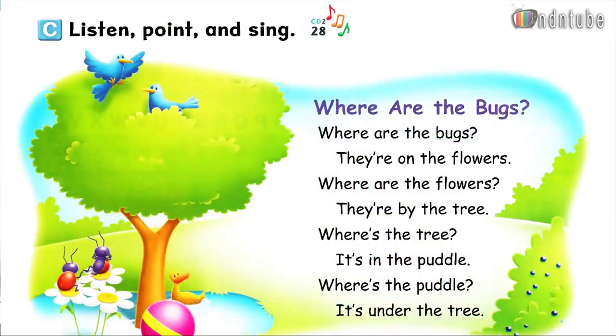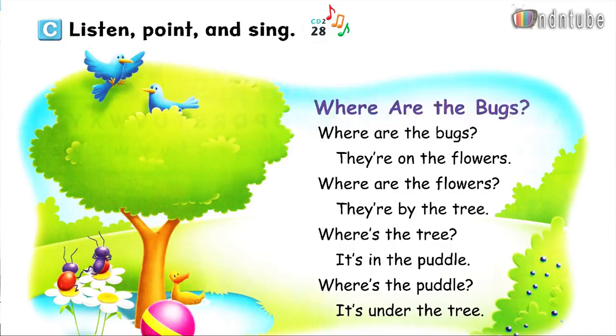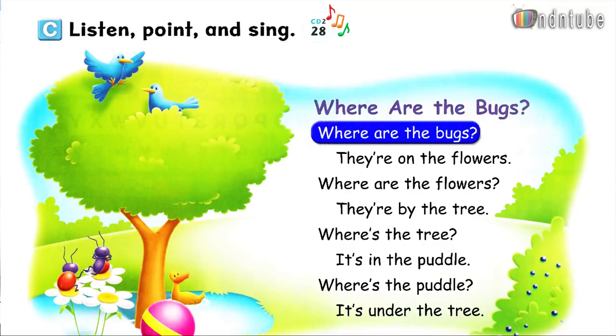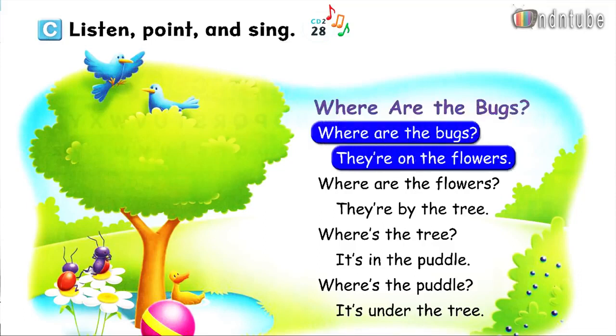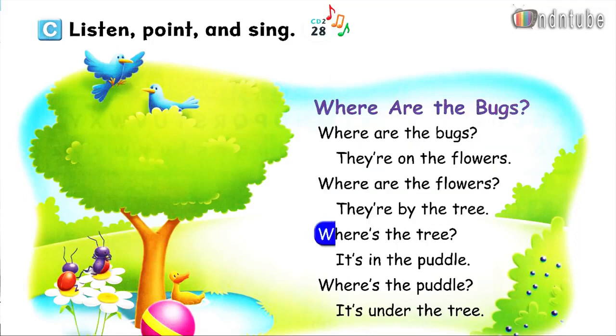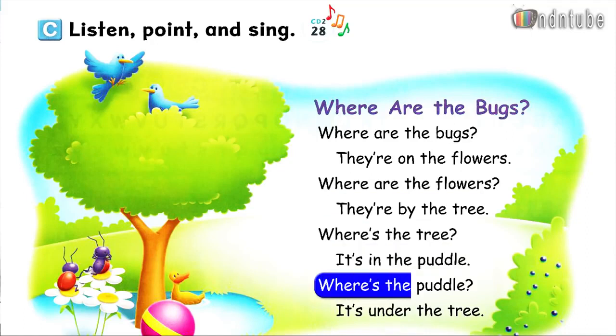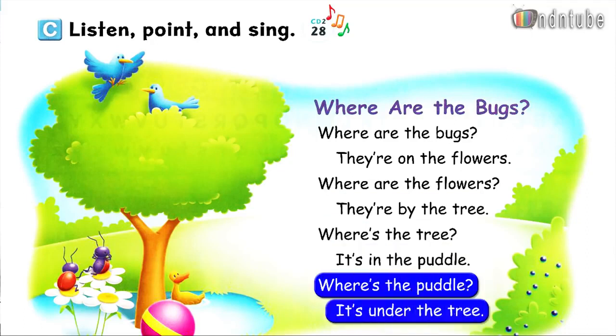Page 53. C. Listen and sing. Where are the bugs? Where are the bugs? They're on the flowers. Where are the flowers? They're by the tree. Where's the tree? It's in the puddle. Where's the puddle? It's under the tree.